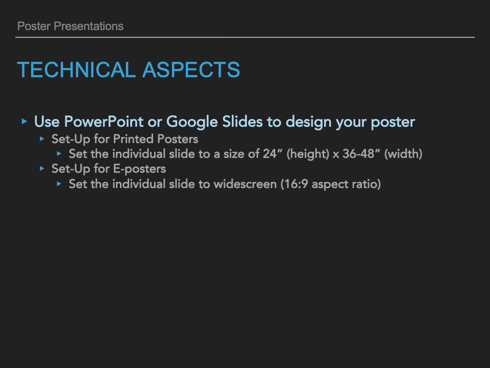regulations. For a PowerPoint, to set your slide to this size, you go to the Design tab and then click on Slide Size, and you customize the size. Google Slides, it's just as easy. You would go to File, Page Setup, and then customize your slide size. Now, e-posters, you don't have to set it at a specific size, but you want it to be the correct width and height to mimic a regular poster, and so you would choose widescreen or a 16:9 aspect ratio.